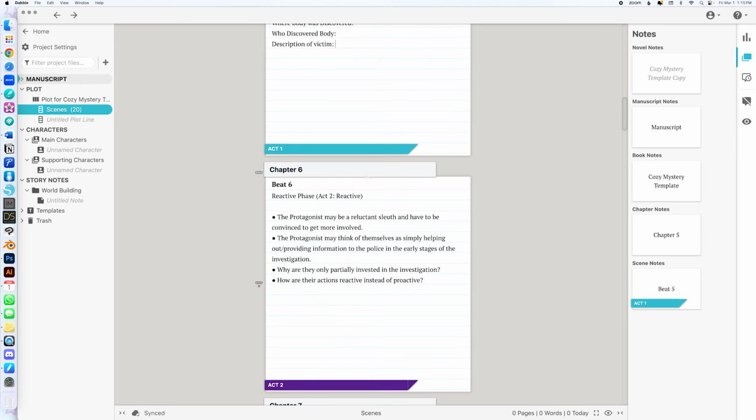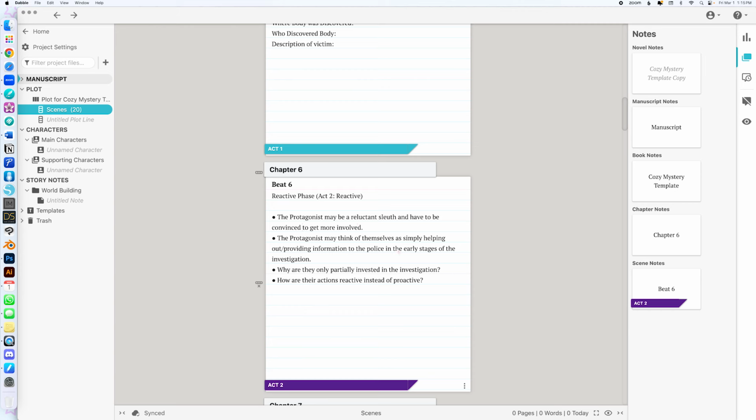This is the reactive phase, so Act 2, reactive. The protagonist may be a reluctant sleuth and have to be convinced to get more involved. And these points, by the way, when they're bullet points like that, they are all from Plotter. They have really good bullet points to help you figure out what the beat is about. So the protagonist may be a reluctant sleuth and have to be convinced to get more involved.